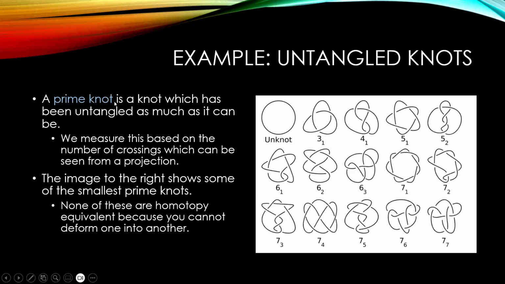We say a prime knot is a knot which has been untangled as much as it can be. And these examples here are a number of prime knots. None of these are homotopy equivalent to one another. There's no way that we can untangle this knot further and get it to be a circle. There's no way that we can untangle this knot, which has 4 different crossings, and get one of these. This knot has 5 crossings in it: 1, 2, 3, 4, 5. There's no way to untangle this to get a simpler knot.